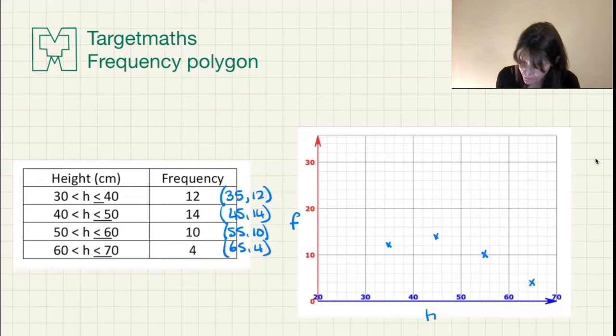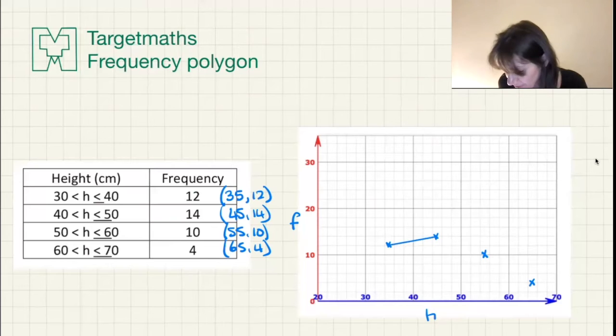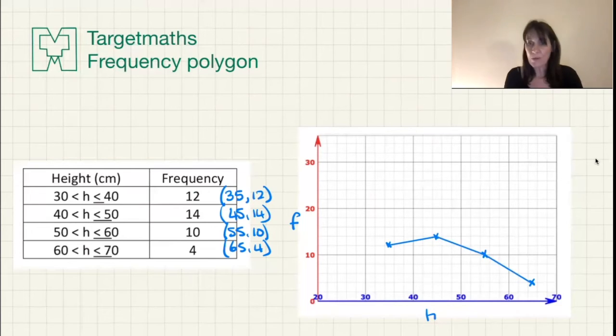65 and 4 is there. So once I've got those plotted, I then draw with my ruler and my pencil, and bearing in mind I'm using a bit of software, so if it goes off slightly, I do apologize, but we want to draw a perfectly straight line from one cross to the other. So there to there, and then there to there. No wibbly lines, just really neat, straight edges. And that is it. That is a frequency polygon done.